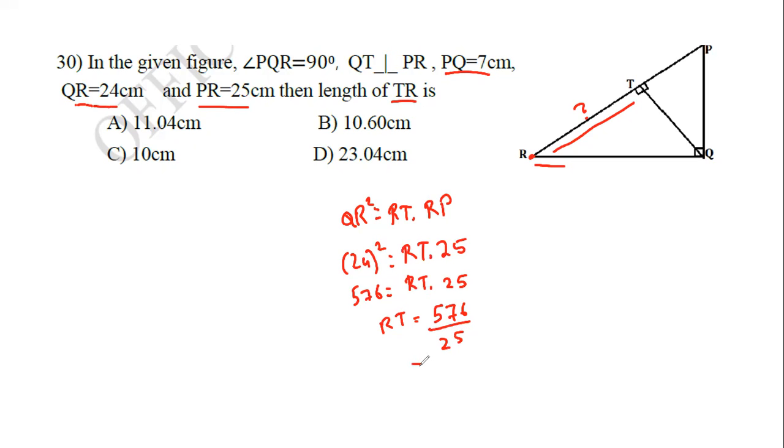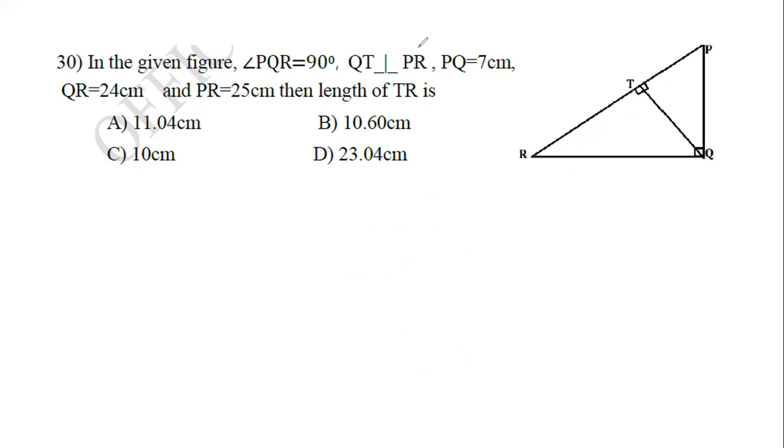So when you cancel this one, 25 twos are 50. Yes, so 76 is carried. So 3s are 75.05. Yes, 23.05, not 54. Okay, 23.04. So option D is correct.